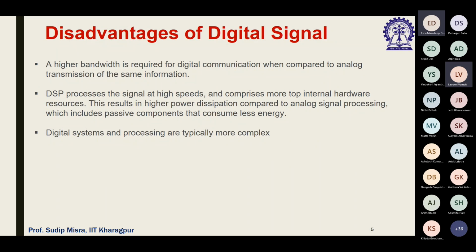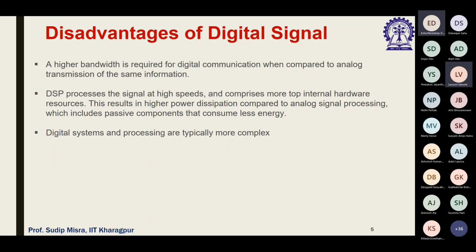Digital signal processing processes the signals at high speed and comprises more internal hardware resources. This results in higher power dissipation compared to analog signal processing. So digital signal processing dissipates more energy, more power compared to ASP, analog signal processing.